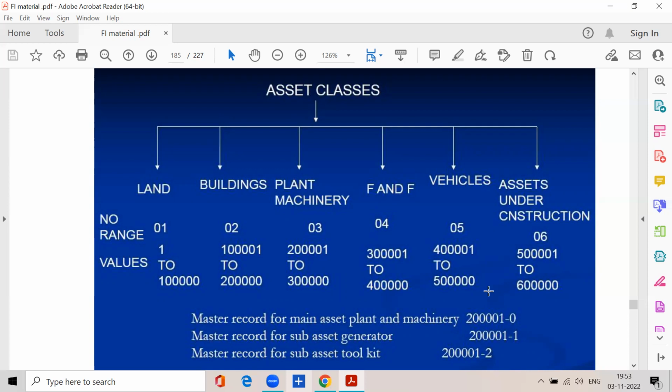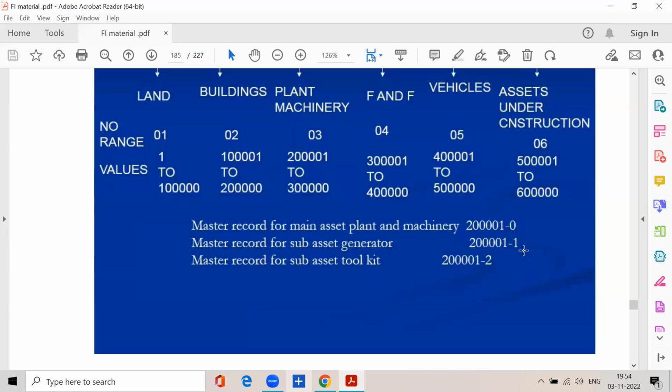What is sub-asset? For example, we have a generator, right? The generator is exclusively used for the purpose of the crane. So the generator is fitted on the platform of the crane, and wherever the crane moves, the generator also moves, right? In that case, the generator is called sub-asset for the main asset crane. So when you create the master record for the generator, the system will take the number 2 lakh 1 1.